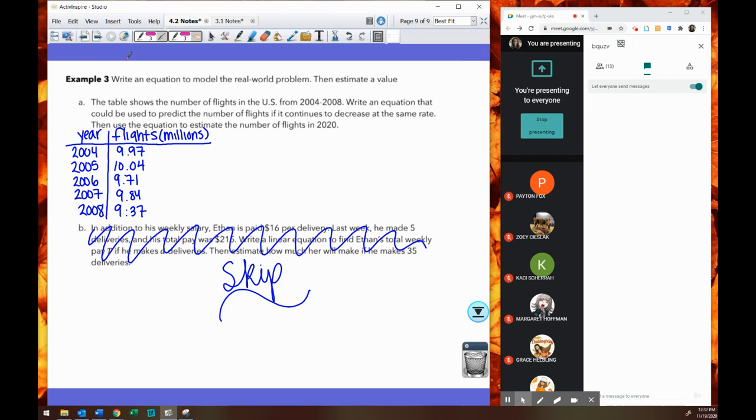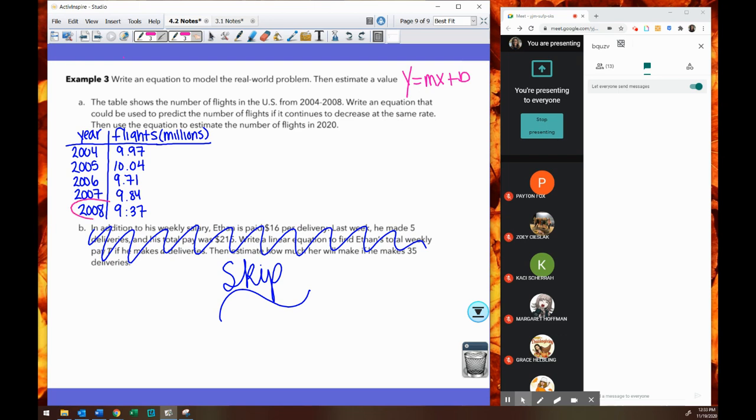But if we need to write an equation, we're in the form y equals mx plus b. So I need to find a slope, I need to find a y-intercept. So if I'm given this table, and we need to find a slope in the table, this is just a different way to organize a set of coordinate points.